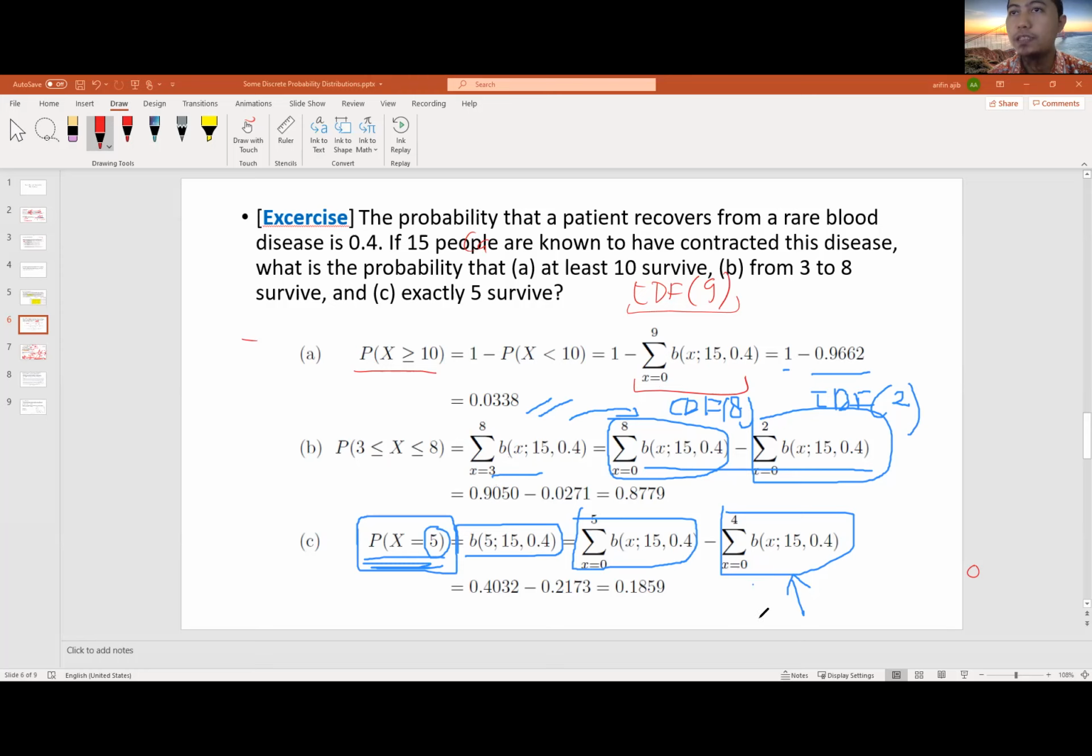That's why this is 4. You get it? Yes, because that's the probability that we're not looking for, right? The probability that shouldn't happen. Yeah, basically I get it. Okay. Any other questions?